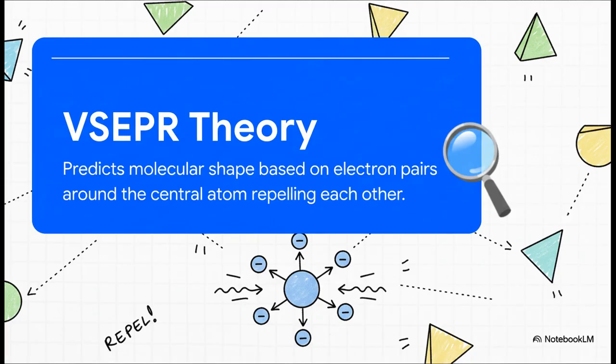Now, VSEPR sounds super intimidating, I get it, but the idea behind it is so simple. All it means is that those groups of electrons around that central atom, they all have a negative charge, right? So they push away from each other, they repel. They just want to get as far apart from each other as they possibly can, and that pushing is what forces the molecule into its final 3D shape.